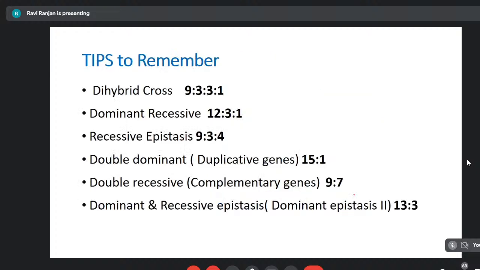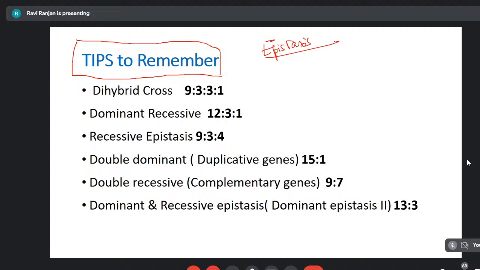Now here I would like to tell that this is the tip. This is the most important slide. I think you should keep it in your mind, and I also wish you to write it in your book if you have it with you. So all the problems related to this non-allelic gene interaction revolve around these ratios only. So how to remember these ratios? I hope all of you will remember the dihybrid cross ratio, because since our school days we have been reading that the dihybrid Mendel cross phenotypic ratio is 9:3:3:1, right?